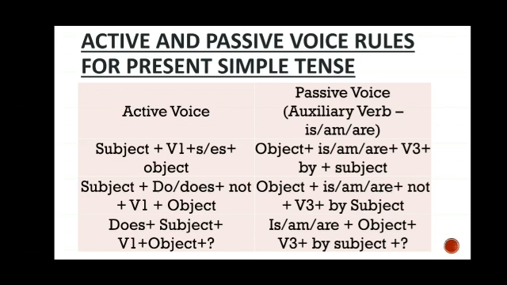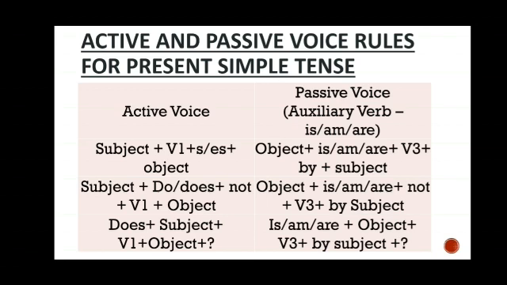Okay, means the formula is the same. What is the formula? Object is coming at first, then is, am, are is coming, then third form of verb, then by. Okay, but if you want to add not, तो नॉट हम कहाँ लगाएंगे? आर के बाद में नॉट लगा देंगे.